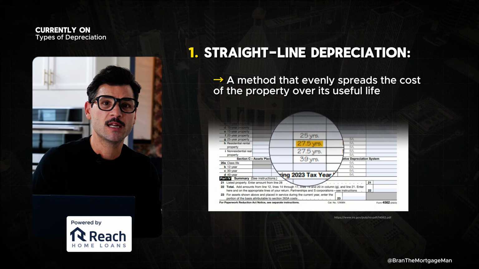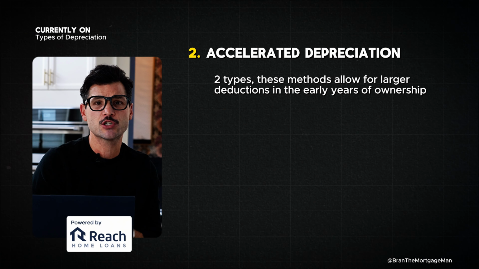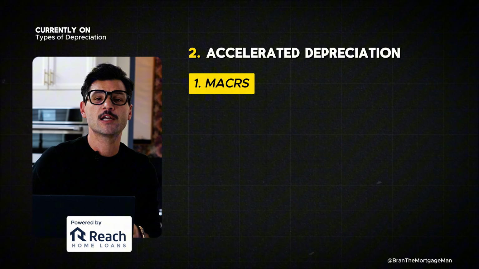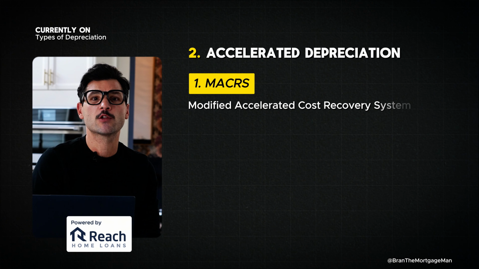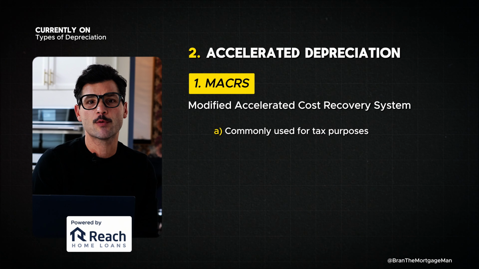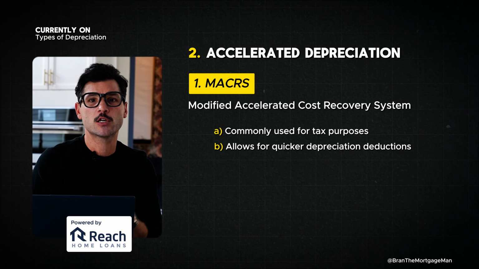The second option is accelerated depreciation. And there's actually two types of accelerated depreciation. These methods allow for larger deductions in the early years of ownership. The two primary types are MACRS, which stands for Modified Accelerated Cost Recovery System, and this method is commonly used for tax purposes and allows for quicker depreciation deductions, particularly in commercial real estate.